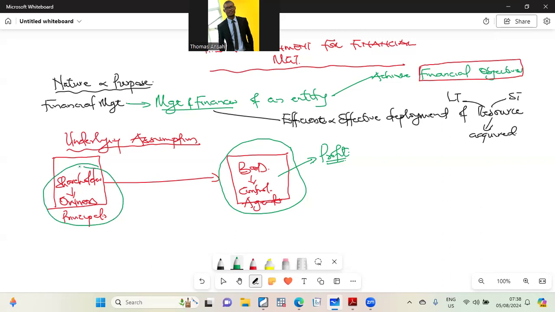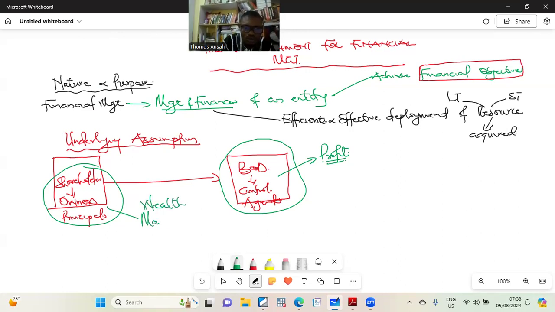Now, because these people are the ones who use their money to form the company, they cannot have a direct profit. The technical term for their profit is wealth maximization. Here, what you see is that for the shareholders, what they are interested in is their wealth maximization. So you see in here that wealth maximization is their focus.